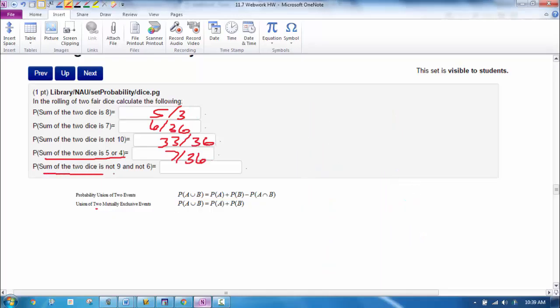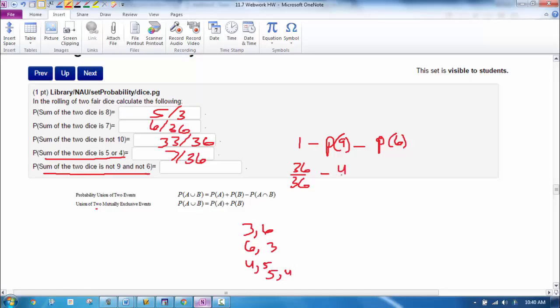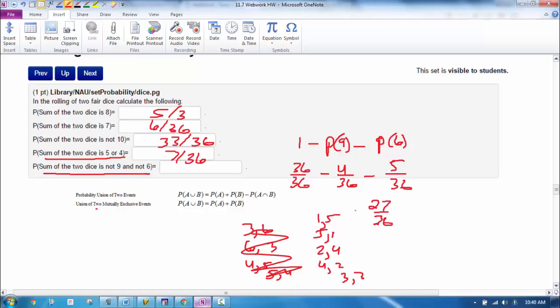Okay, the next problem, we want probability the sum of the two dice is not 9 and not 6. Well, I'll just take the total and minus the probability that we do get a 9 minus the probability that we do get a 6. So that'd be 36 out of 36 for 1 minus the probability you get a 9 is you could roll a 3 and a 6 and a 6 and a 3, a 4 and a 5 and a 5 and a 4. So there's 4 out of 36 ways to get a 9. Probability you get a 6 is 1 and 5 and 5 and 1, 2 and 4 and 4 and 2, and 3 and 3. So there's 5 out of 36. So that gives you 27 out of 36 total then.